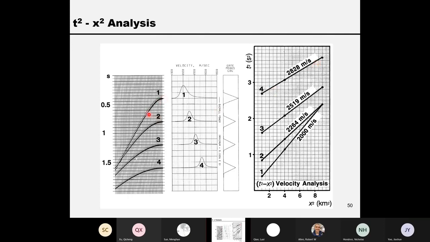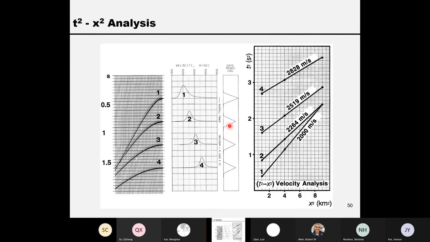So you find this point, you find the final point, and you do a straight line. From the straight line, you can see how much x squared and how much t squared. T squared divided by x squared is a slope, right? That's for nearly anything. One over the slope is the velocity squared, so you can find it. This is the t squared x squared analysis.